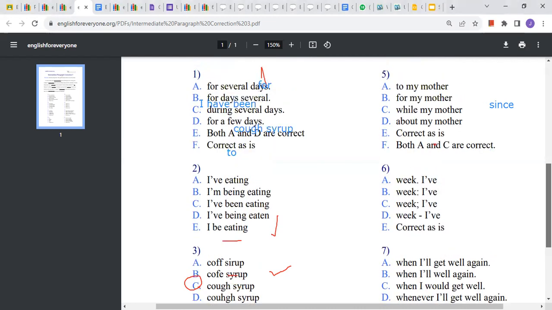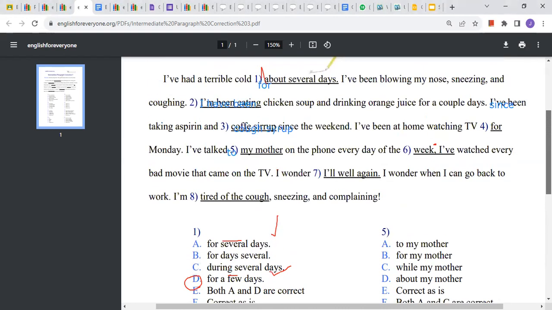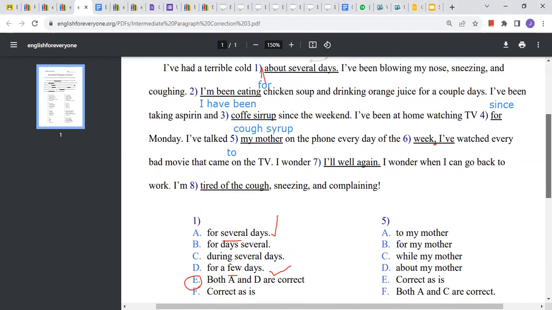So it's when I'll get well again. Like this. I wonder when I'll get well again. امتى راح ارجع اطيب؟ I wonder when I can go back to work. I'm tired of the cough, sneezing, and complaining.